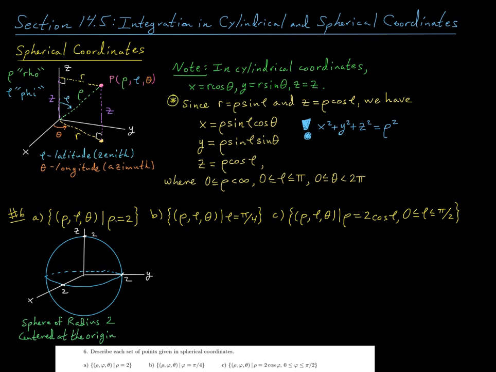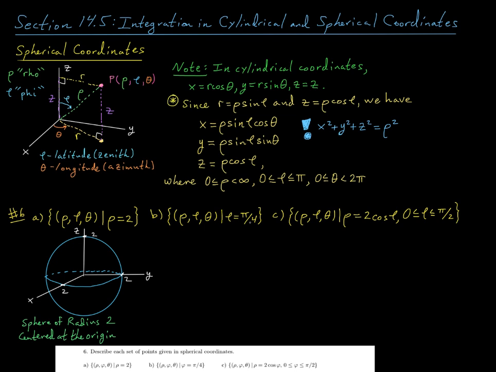And the fact that spheres are so easy to describe in this coordinate system is part of the reason why the system's referred to as spherical coordinates, right? So as I vary rho, I'm just going to be getting here a family of concentric spheres centered at the origin.